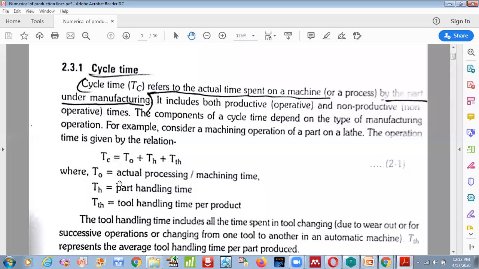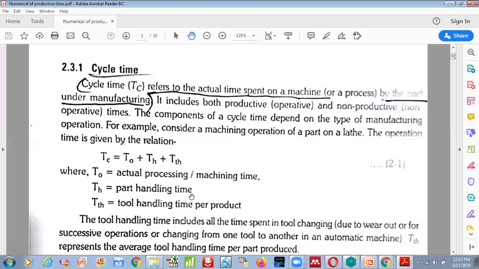If you are drilling, making a hole on a plate, we are not considering the time taken for fixing the plate or for the drilling machine. What is the actual time taken for drilling a hole? Only that actual processing time is taken as T naught, where TH is part handling time.